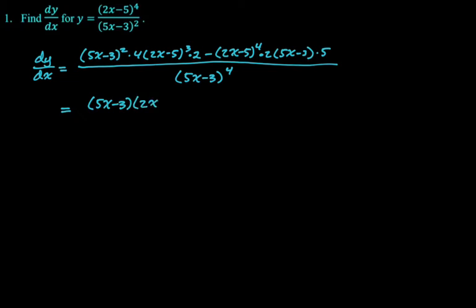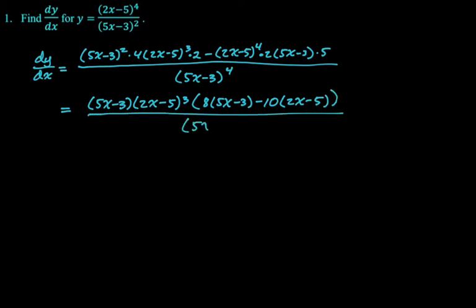So I'm taking a 5x minus 3 out and a 2x minus 5 to the third out. And then I have 2 times 4 is 8, and I still have a 5x minus 3. I have 5 times 2 is 10, and I still have a 2x minus 5. All over 5x minus 3 to the fourth.